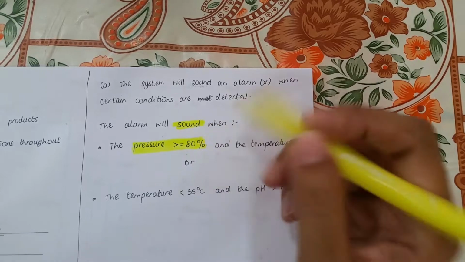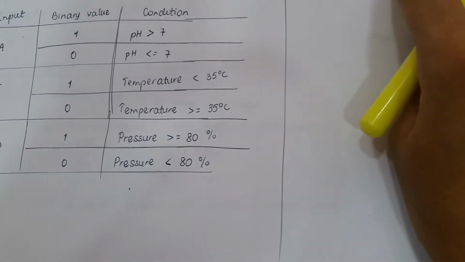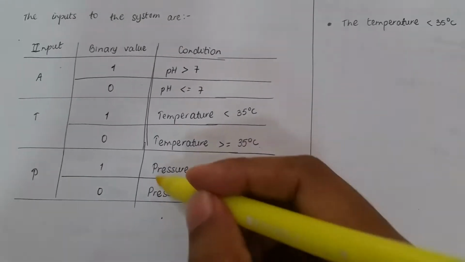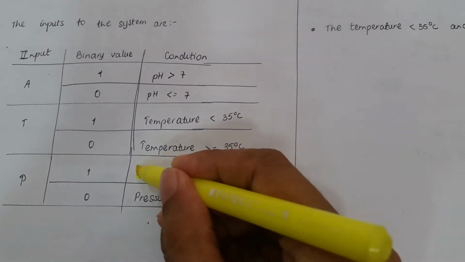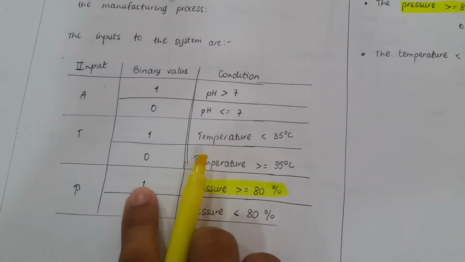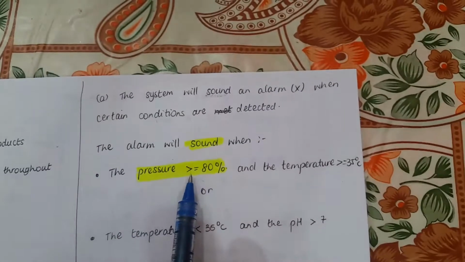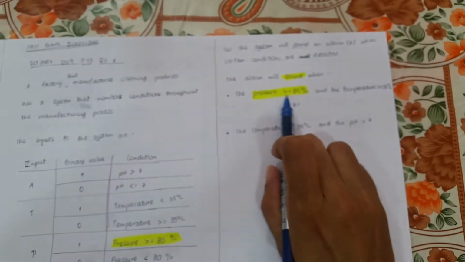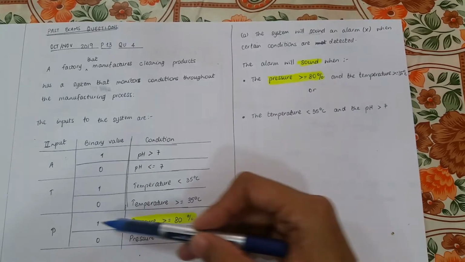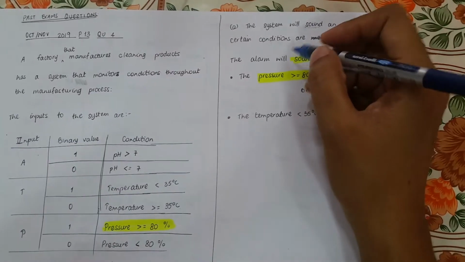This condition we are able to convert into its corresponding binary value. So here you have pressure is greater than 80, and the corresponding value is P is equal to 1. Right, so I am going to convert the condition into its corresponding value. Where P is 1, we get pressure greater than 80.